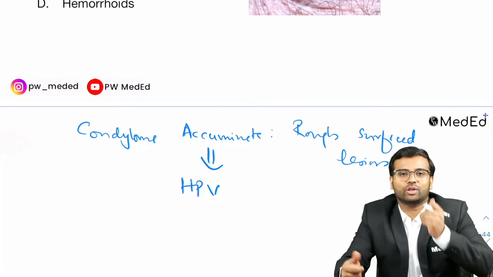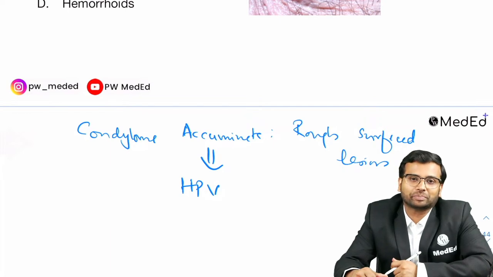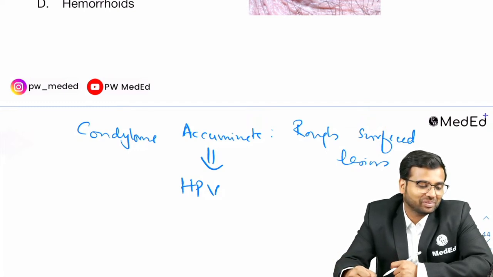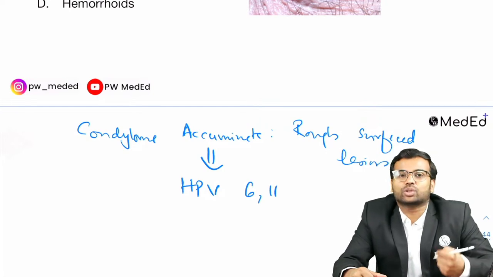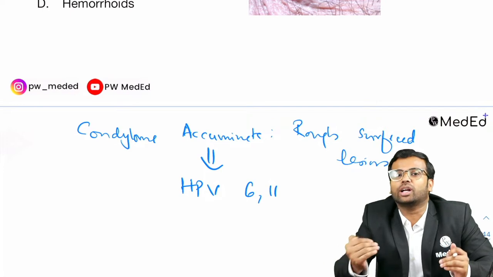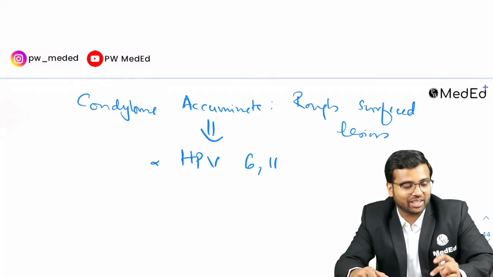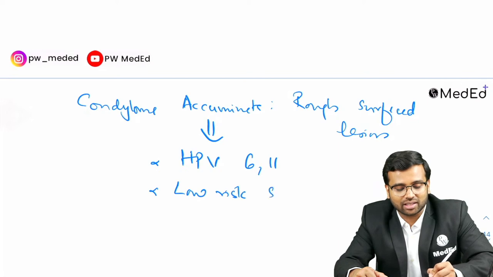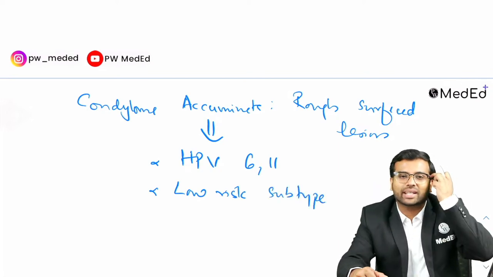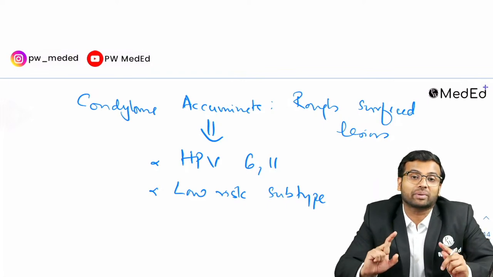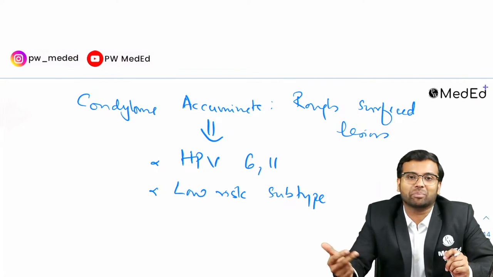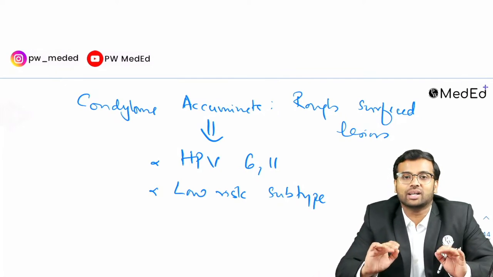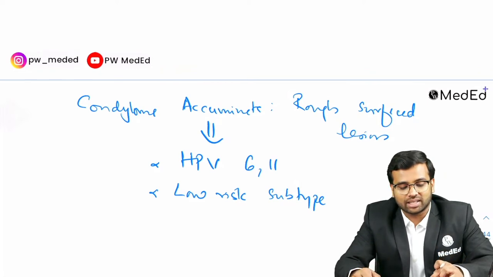Which subtype of the human papilloma virus can cause condyloma acuminata? Is it 2 and 4? Is it 6 and 11? Is it 13 and 17? So what is it? Yes, this is going to be 6 and 11. Is 6 and 11 a high risk subtype or a low risk subtype? Very good, all of you are answering it right. This is a low risk subtype, which means it is not going to cause any kind of malignancy, because there are some cases where human papilloma virus is associated with malignancy like cervical carcinoma. But in condyloma acuminata, these are low risk subtypes, that is 6 and 11.